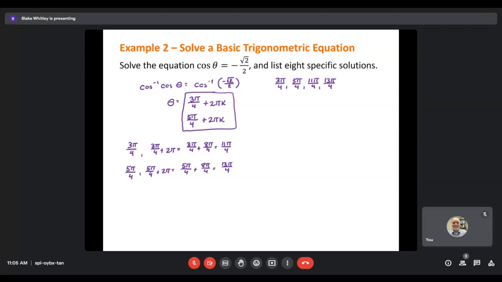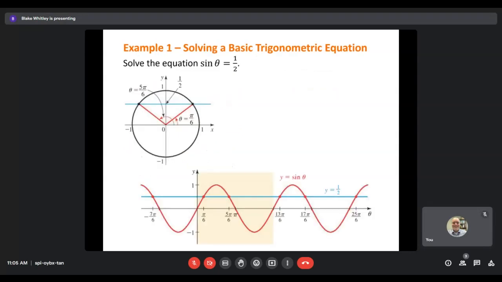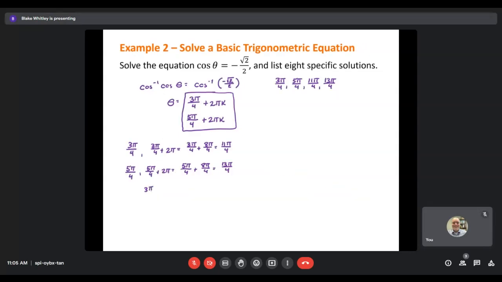Now, because we're adding some multiple of 2 pi, I could actually make that a negative value of 2 pi as well. So I'm going to actually subtract 2 pi and get some negative angles that could work. And so if we do that, we have 3 pi over 4 minus 2 pi. Again, our common denominator is going to give us 8 pi over 4. And so negative 5 pi over 4 would be another angle that would work here.